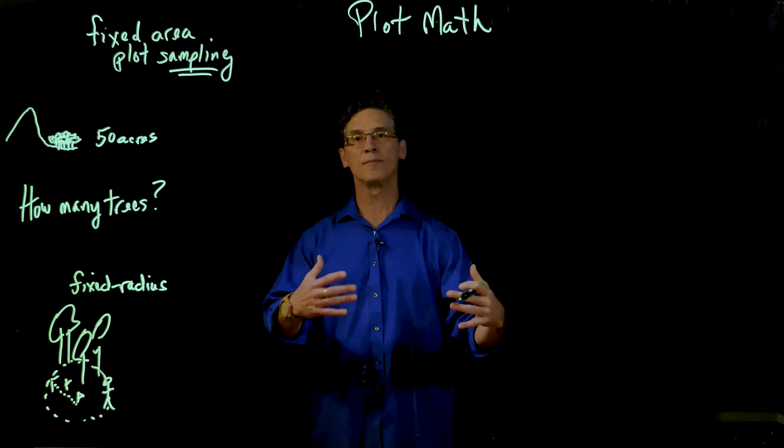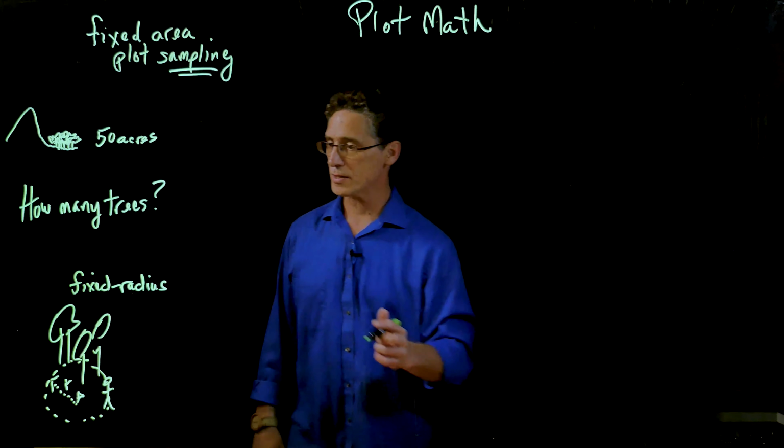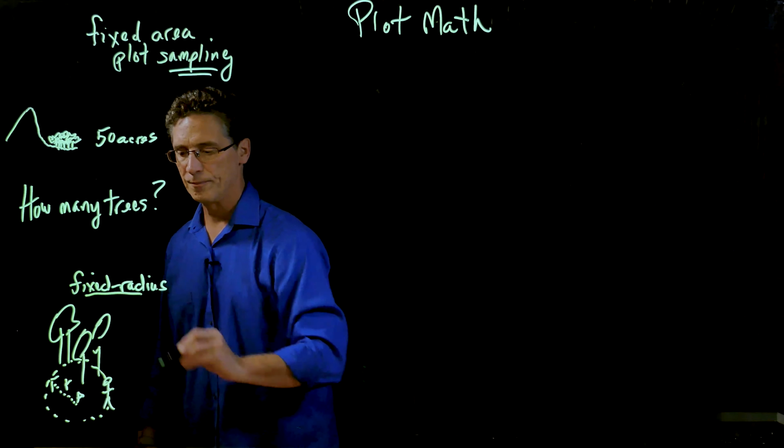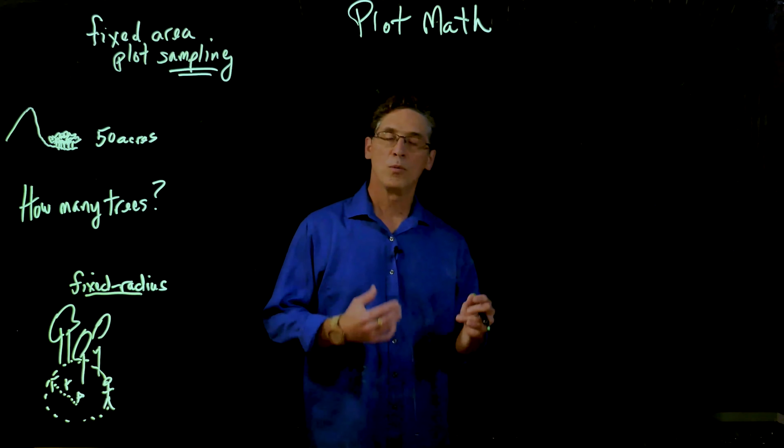We're going to repeat this a bunch of times throughout the forest, count the trees in these smaller areas, and then use that to figure out how many trees there are in the whole area. So that's a fixed radius plot. There's a whole bunch of different plot sizes we can use, big radiuses or small radiuses. If we have a large radius plot, we're going to get a lot of trees to count. If we have a small radius plot, we're going to count fewer trees.